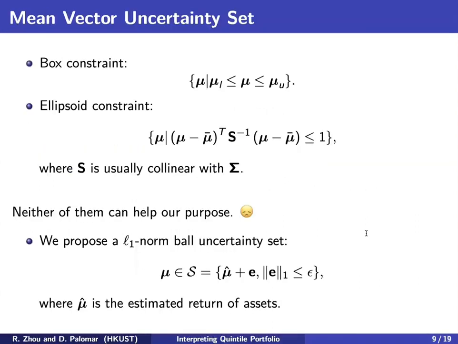So first, let's look at the mean vector uncertainty set. There exist also a lot of uncertainty sets for the mean vector, for example, the box constraint and the ellipsoid constraint. But neither of them can help our purpose. So in this paper, we propose an L1-norm ball uncertainty set. It says that the true parameter mu is located in an L1-norm ball around the estimated return of the assets. And the size of the L1-norm ball is decided by a parameter called epsilon.